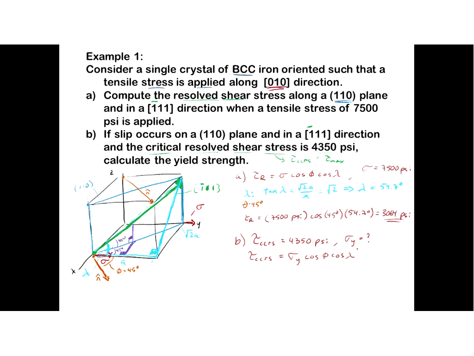Because we're saying if slip occurs on a 110 plane and in a 111 direction, and we're applying the tensile stress on the y-axis, then the angles of phi and lambda are still the same.